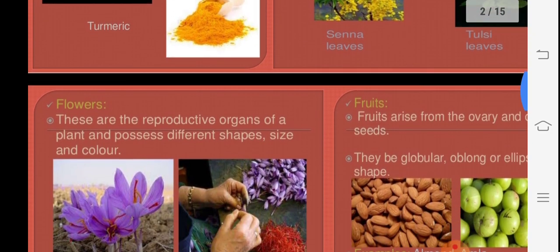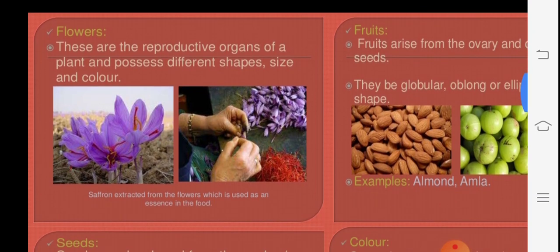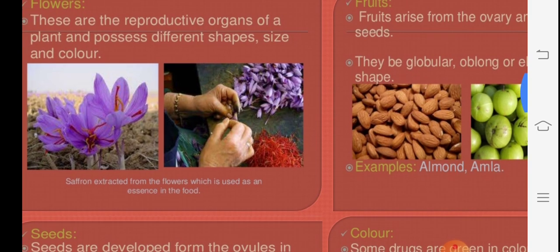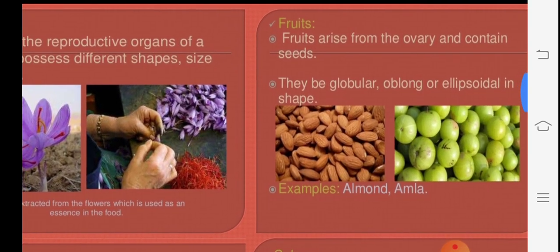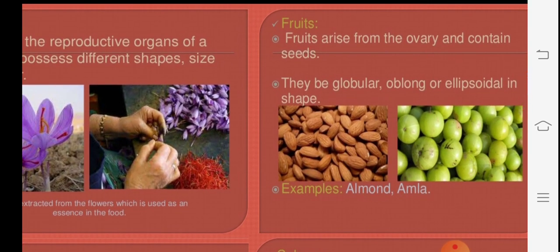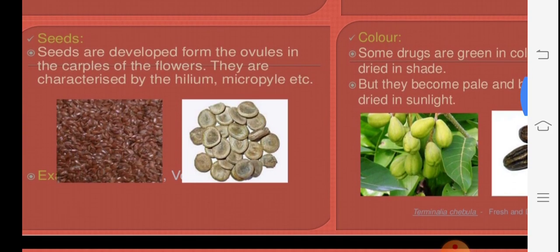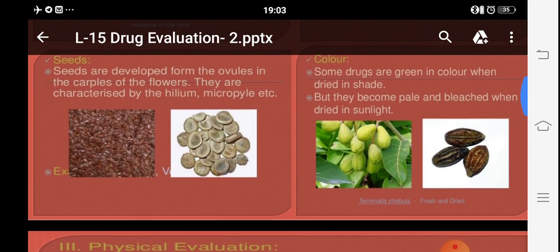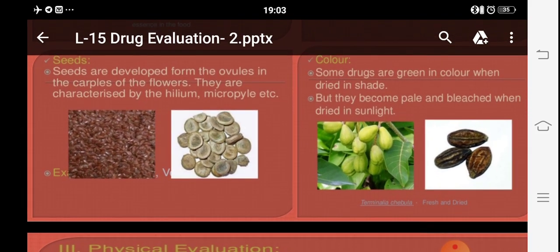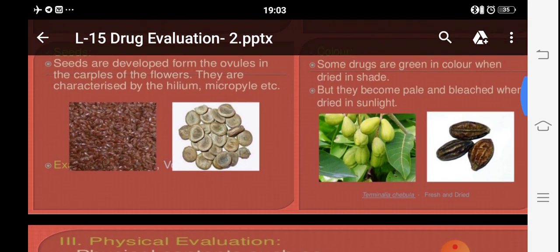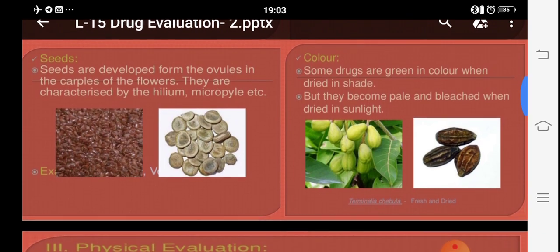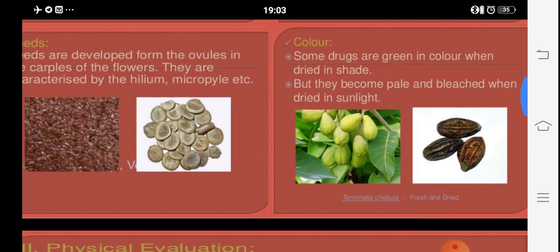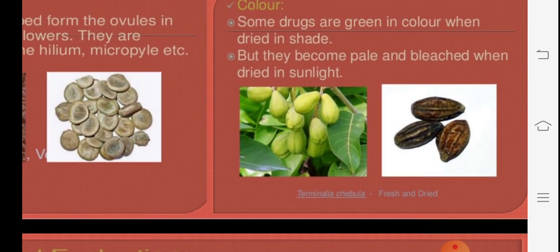Next there are the flower drugs like saffron, म्हणजे केशर म्हणतो आपण त्याला. So केशर is part of a female organ, that is the gynoecium. Then almond and amla fruits are there. In these fruits, seeds are there which develop from the ovules in the carpels, and a good example is generally seen in sesamum, right? Then there is ficus, anjir and so on.